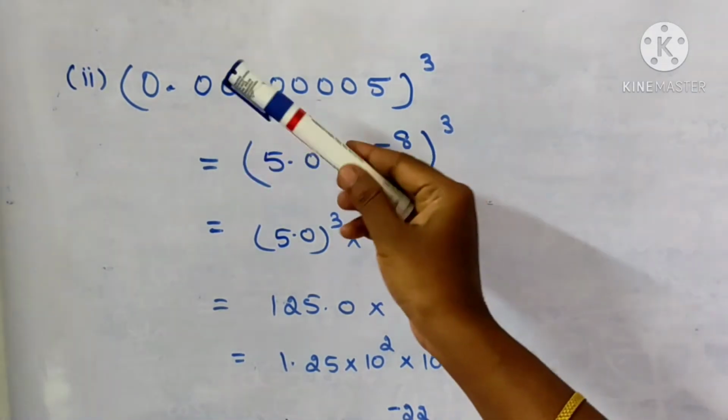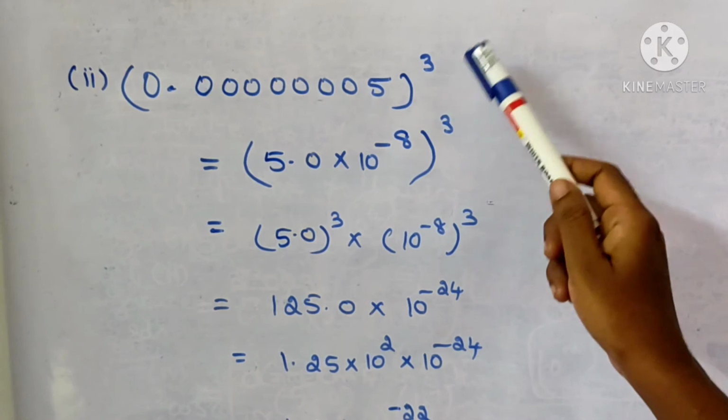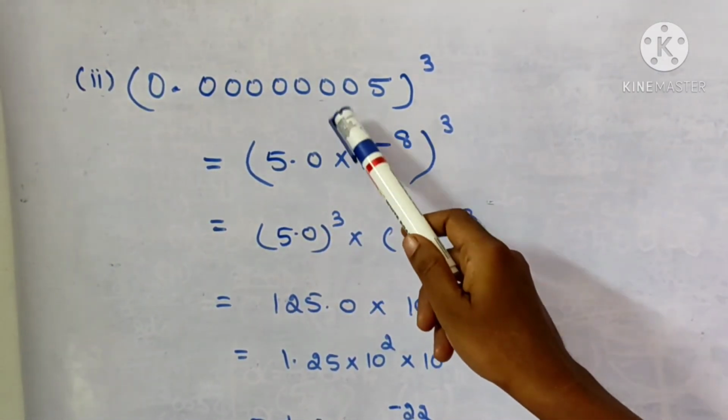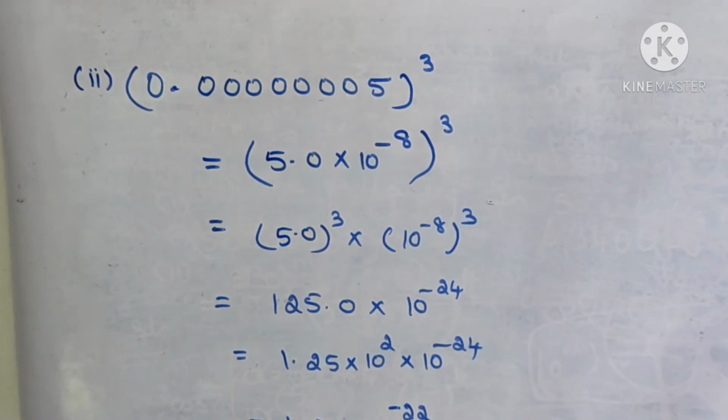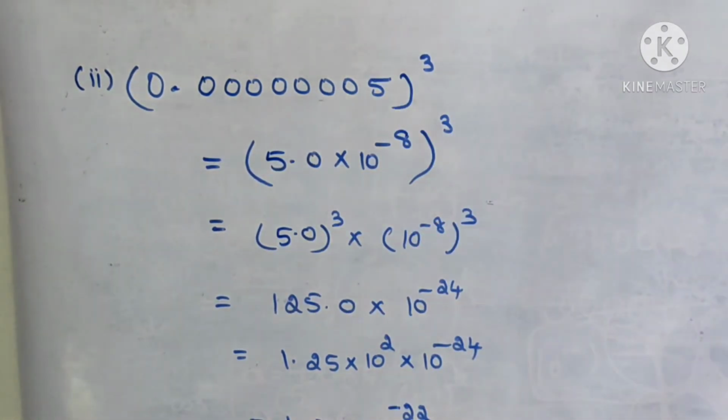Second question, 0.000000005 the whole cube. 5 before 7 zeros. Okay, so let's write in the scientific notation. Scientific notation, first point is we should write the decimal point left side one digit. Here the digit is 0, so write this 5 in the left side of the decimal point.